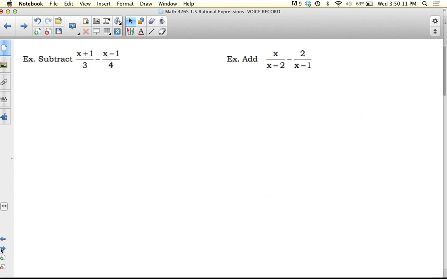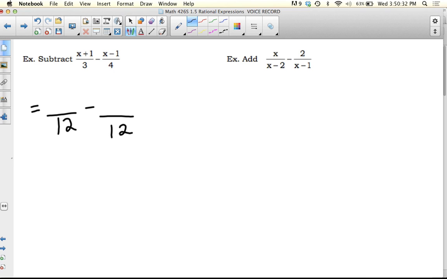Okay, so x plus 1 over 3 minus x minus 1 over 4. So we've already seen this idea about 3 and 4 being our denominators. So we already saw that we have a common denominator of 12. So I can just rewrite these two fractions with denominators of 12. And notice I put a subtraction because that's what we're doing.